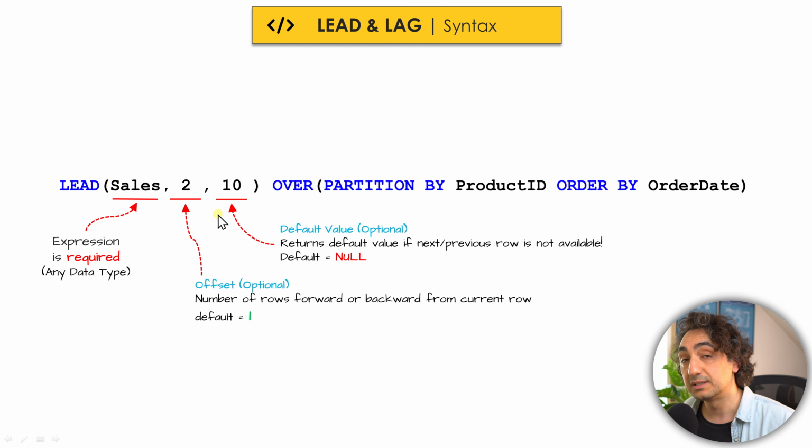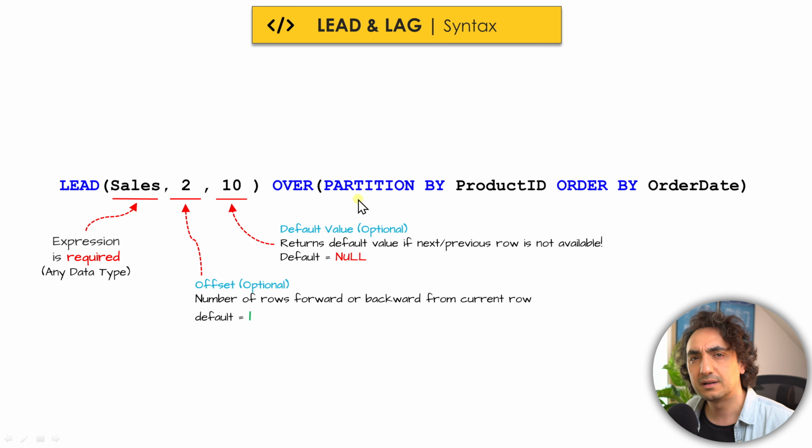Again, guys, the default value and the offset are optional for you to configure, but you should know the defaults. If you don't specify anything, the offset is going to be 1 and the default value is going to be NULL, but you must specify an expression. Here you cannot leave it empty. Alright, so that's all about the arguments that you can pass to the LEAD or LAG functions.